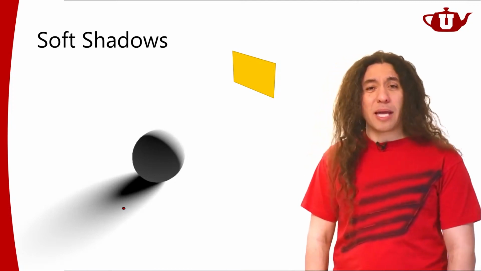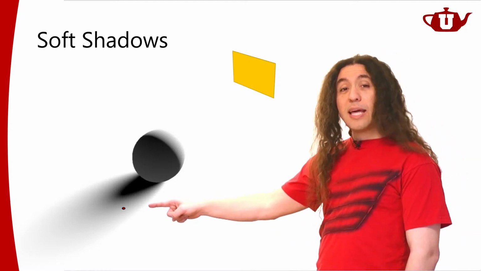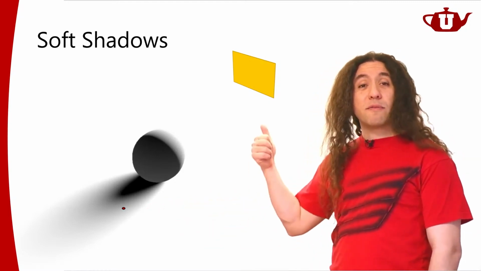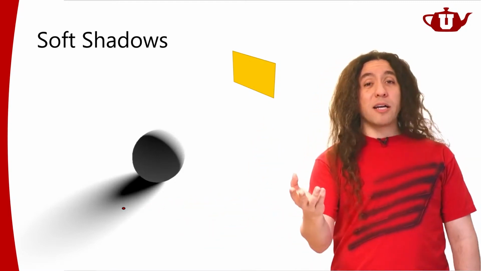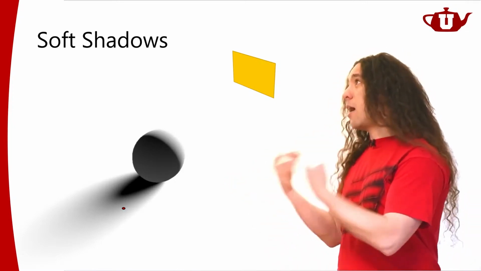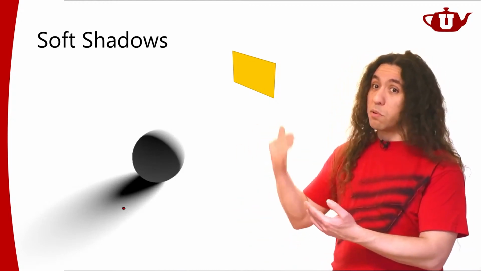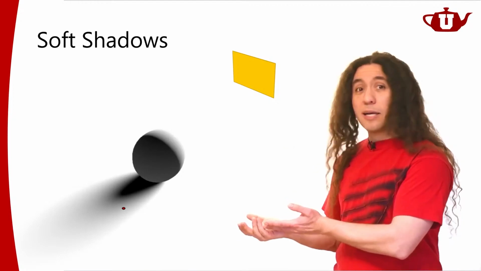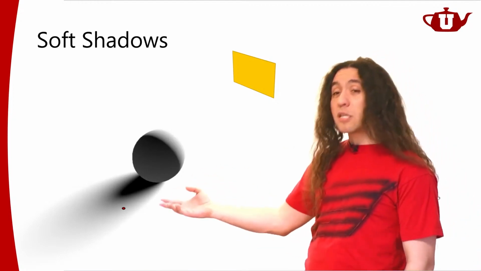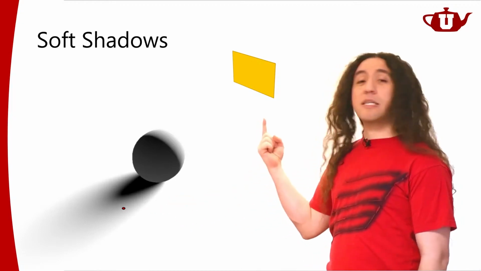Well, what does that mean? That means that this point is seeing a part of this light source. Now, when we have hard shadows, we were saying if a point sees the light source, it is not in shadow. If the point cannot see the light source, that some object is blocking it, it is in shadow, right? In this case, it's partially in shadow because this point is partially seeing the light source.